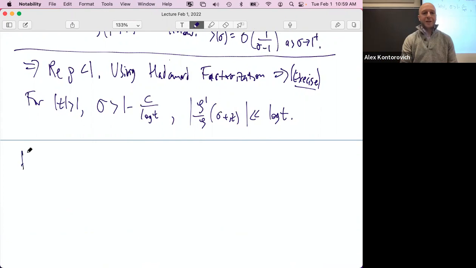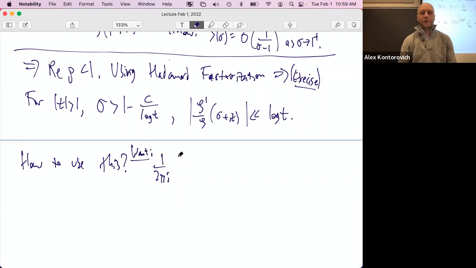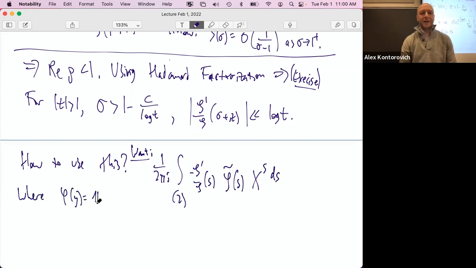So let's use this. How to use this? Again, we're going to do exactly what we did before. We want to study 1 over 2 pi i, an integral over some vertical line, of negative zeta prime over zeta of s, phi tilde of s, x to the s ds, where phi of y is the indicator function of y being less than 1, and phi tilde is 1 over s.